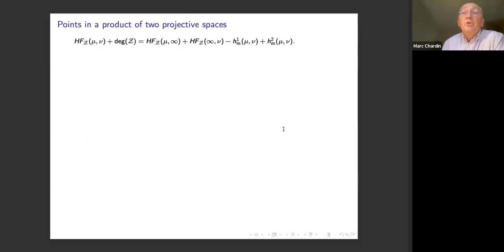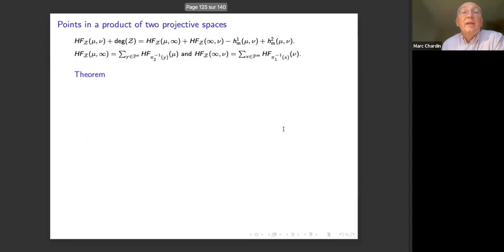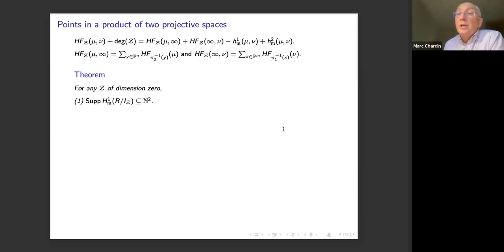So I reproduce this formula, and now you have these things. Due to this formula, it's interesting to understand where H1m and H2m are supported. It turns out that, under a weak hypothesis, one can say things about that. If you have a Z of dimension 0, the first thing is that the support of H1m is always in N squared. So it's always in the non-negative part. We have seen that above in the examples.